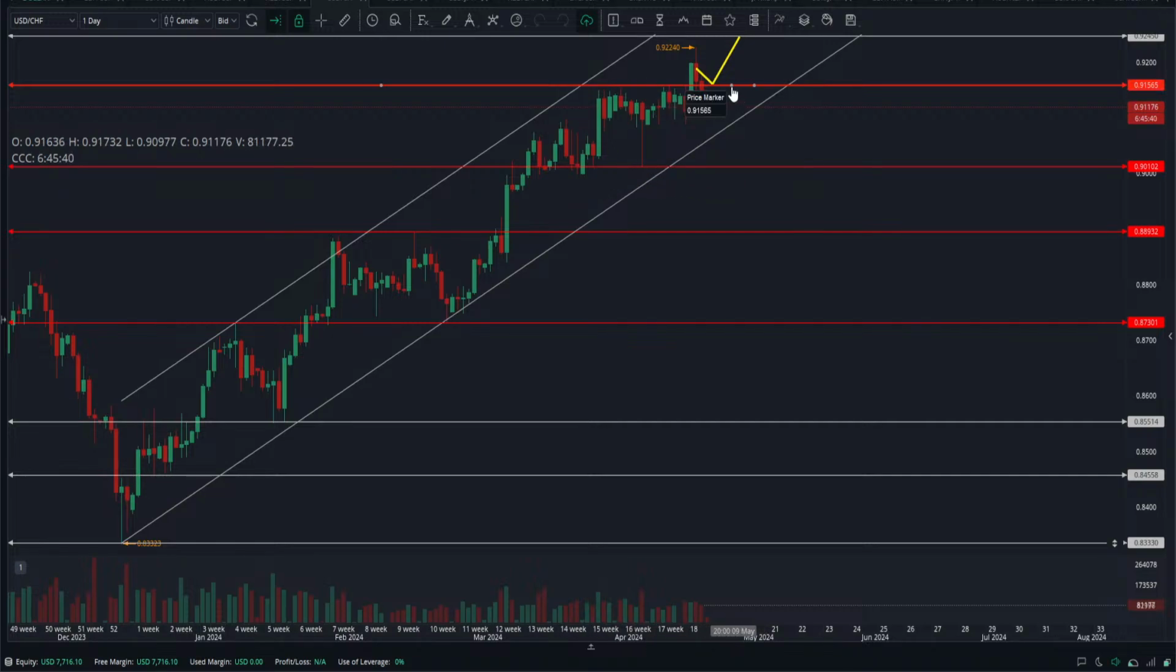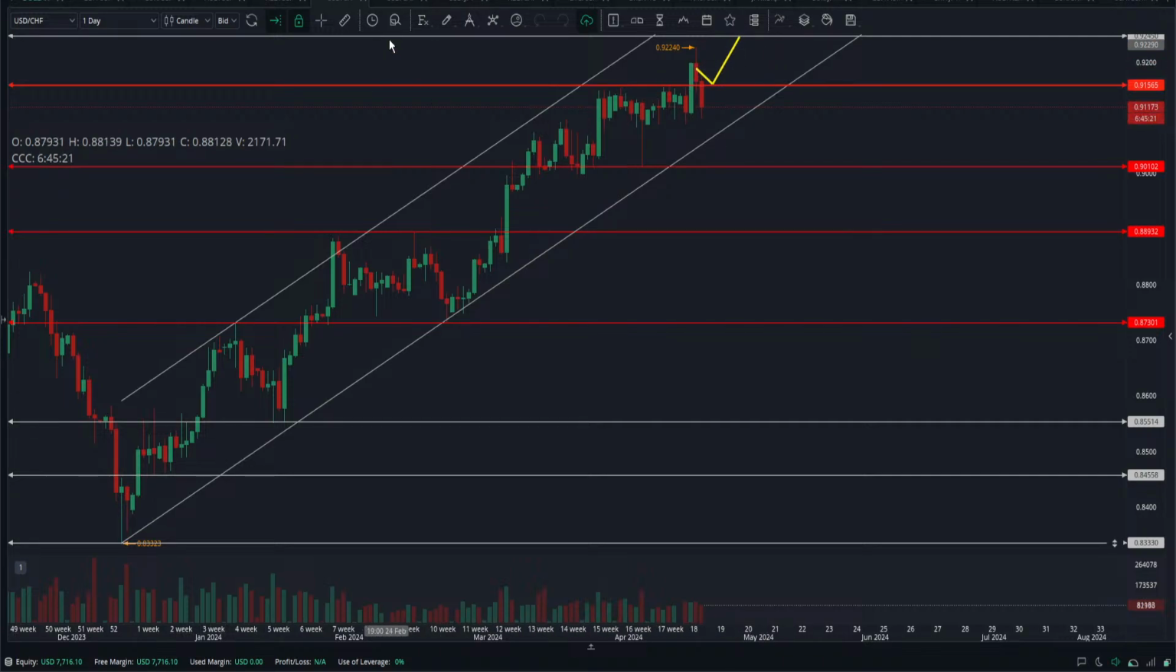On the higher side, we have resistance 0.9156, which I think was supposed to act as a support, and that did not happen. So we are looking for the next level of support, that is 0.9010. Now, if this does not break and the price goes upside again, 0.9245 is already exposed in this chart.